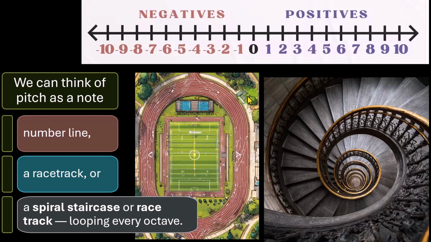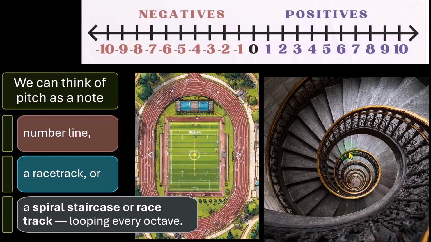Therefore, the actual shape that we would like to be able to visualize is more like a spiral staircase. Why? Because with a spiral staircase, you can still see the repetition. You can see one right above the other. Those could be like two A's, but one's going to be an octave higher, meaning you still have distance.